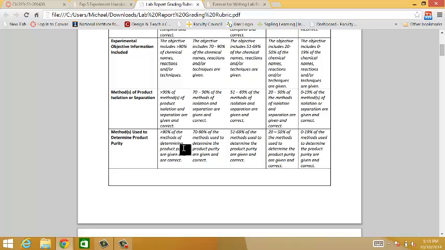Then what other method did we use for this experiment? GC.